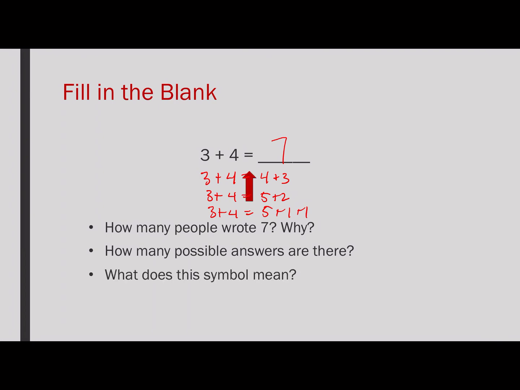Okay, and moving on, what does that symbol mean? Okay, this is the equal sign. Okay, equals. It means the same as. Okay, that's a good way to start here. The same as. Okay, so that's what the equal sign means. So you have this part of this equation with this part over here. 3 and 4 is the same as 7. Okay.